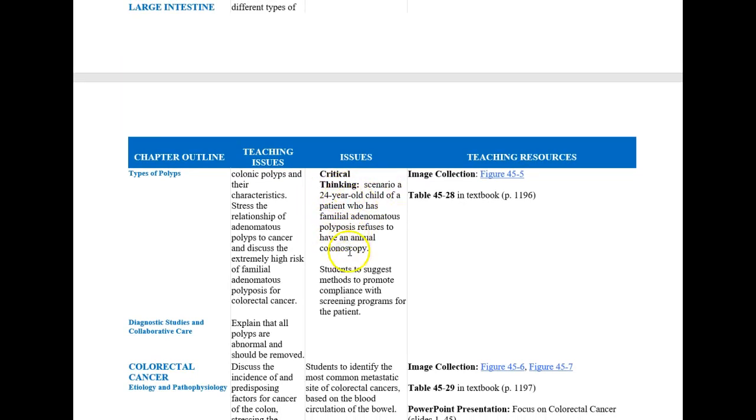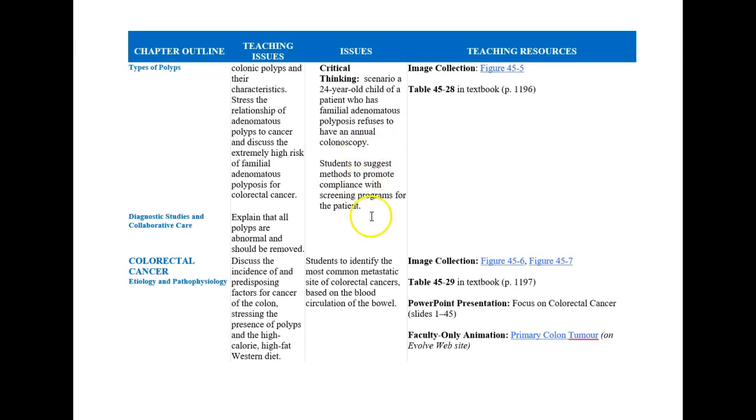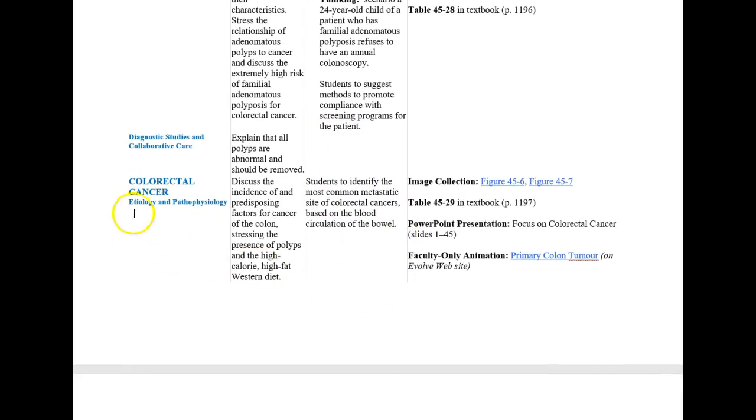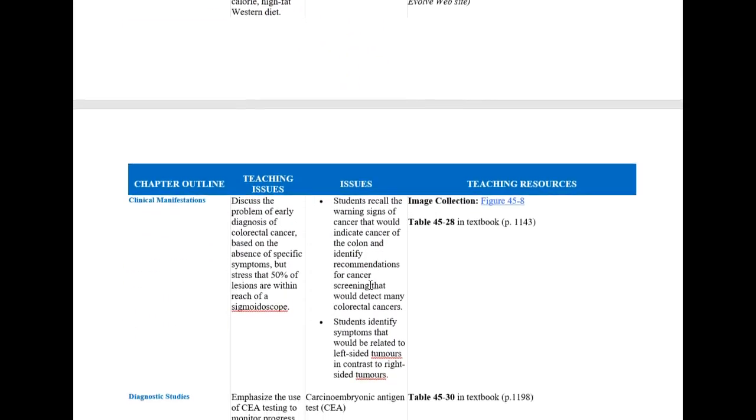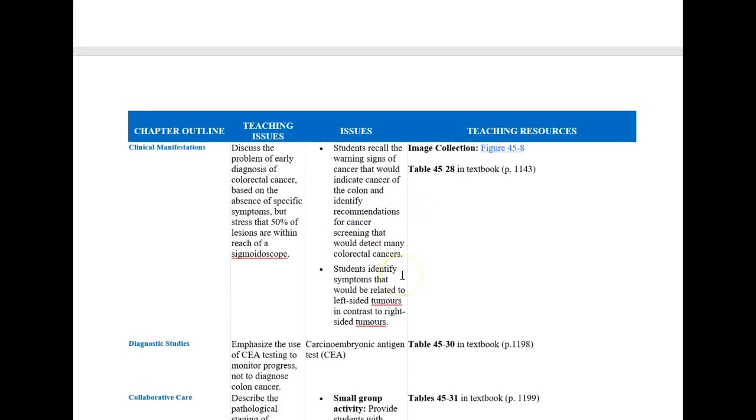So, a little scenario: a 24-year-old child of a family who has familial polyposis and refuses to have a colonoscopy. Have a look at this little figure 45.5. Explain how you might encourage a client to go ahead and follow up on that, because it is one of the leading causes of colorectal cancer. So actually have a little look at that, and at colorectal cancer, and how the incidence of high calorie, high fat diets in the Western population leads to colorectal cancer. And what are the clinical manifestations of colorectal cancer?